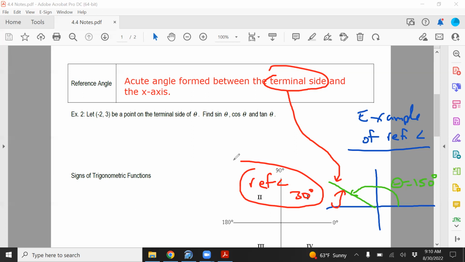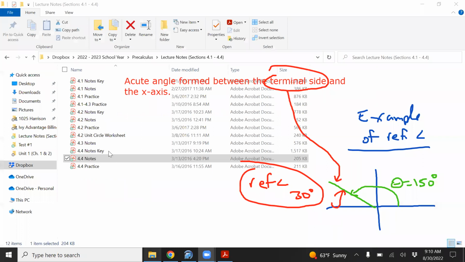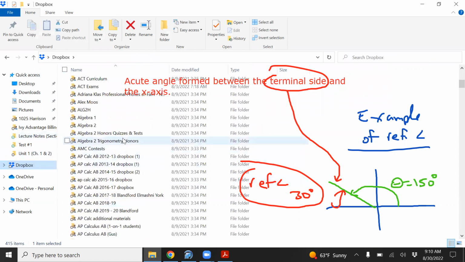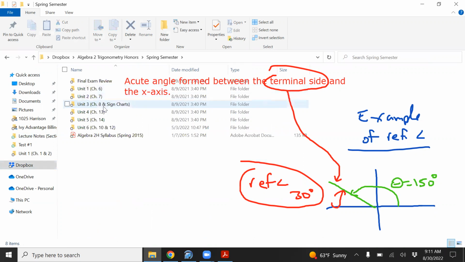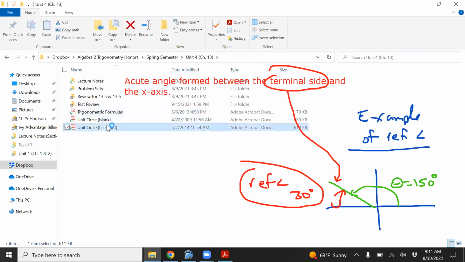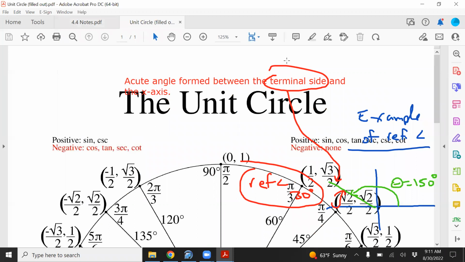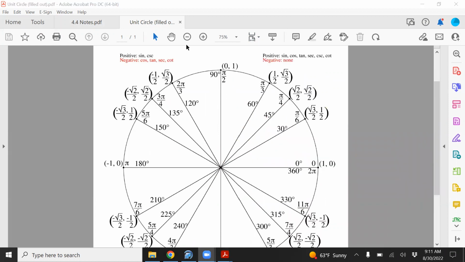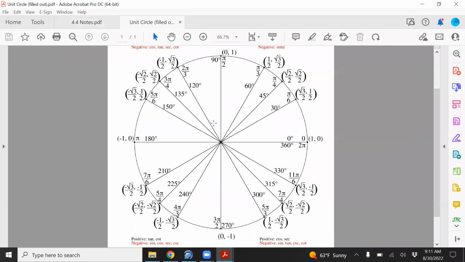So this is called a reference angle. Now, let's look at the unit circle. If I go back to the unit circle, which I had somewhere, it's probably in this folder. Altitude Trig Honors, spring, chapter 13. Let me clear my drawings for a sec. All right. If you look at 60 degrees, right? Zoom out a bit more. Here we go.